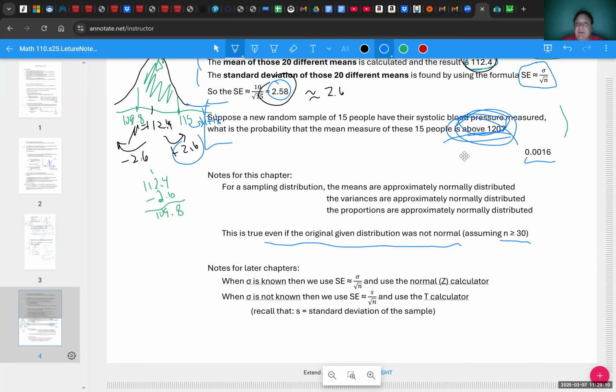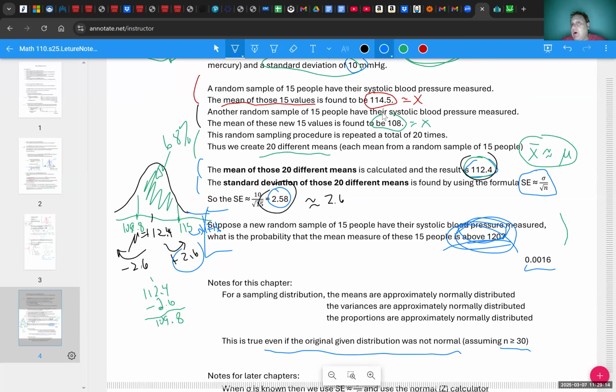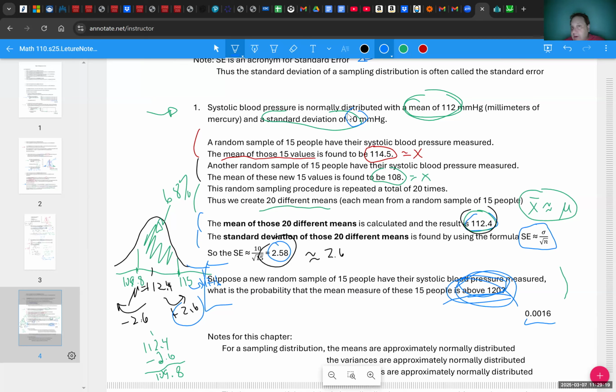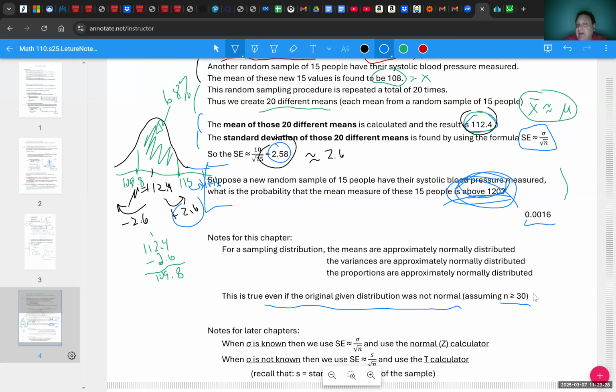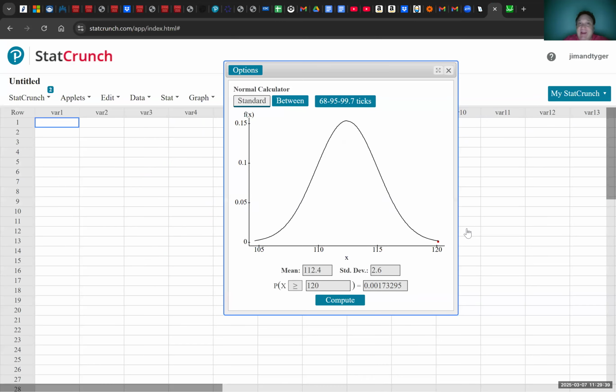I only used 15 people for my sampling distribution because the original distribution was already normal. Because the blood pressure measurements were already normal, we don't need 30, and we automatically get a normal sampling distribution. But really cool is that as long as n is bigger than 30, it doesn't matter what the original distribution was. It could be all kinds of wacky things, and the sampling distribution will still be normal, which means when we go to StatCrunch, we can use this really nice calculator and get our answers really fast.